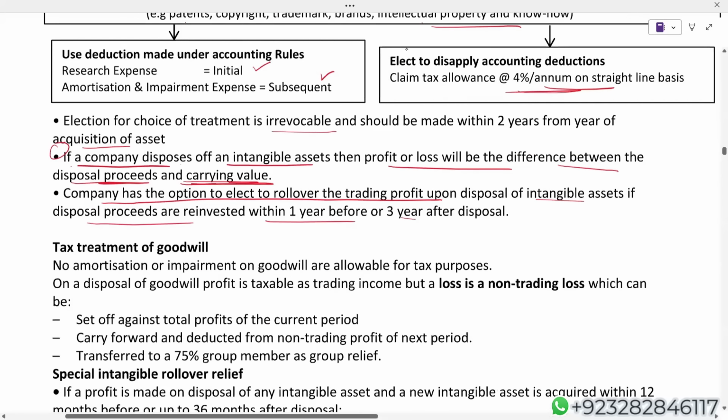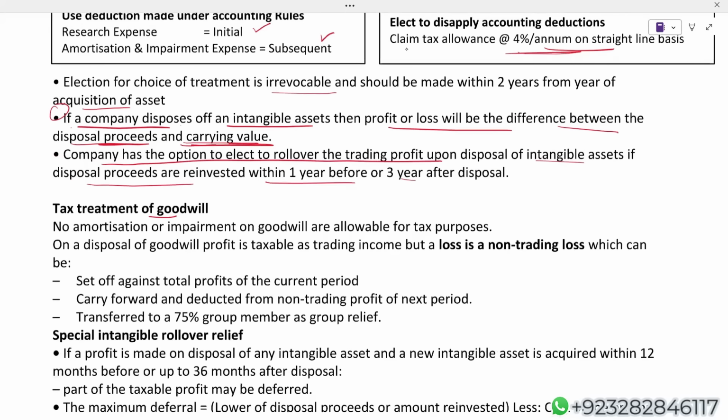Tax treatment of goodwill. No amortization or impairment on goodwill are allowable for tax purposes. On a disposal of goodwill, profit is taxable as trading income, but loss is non-trading loss, which can be very important.